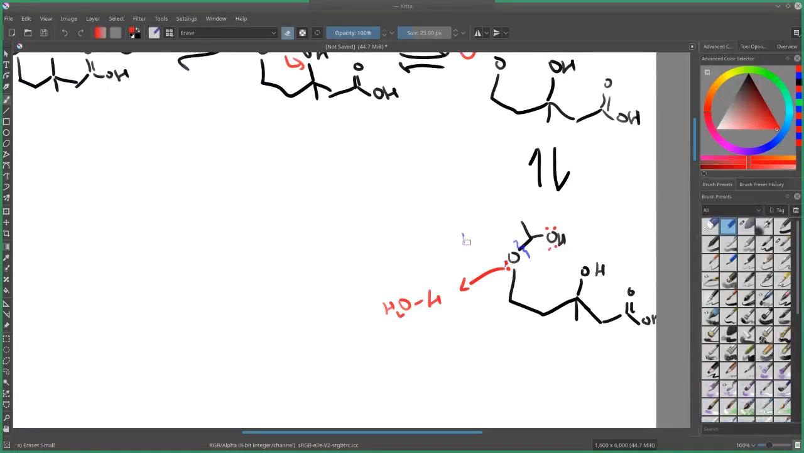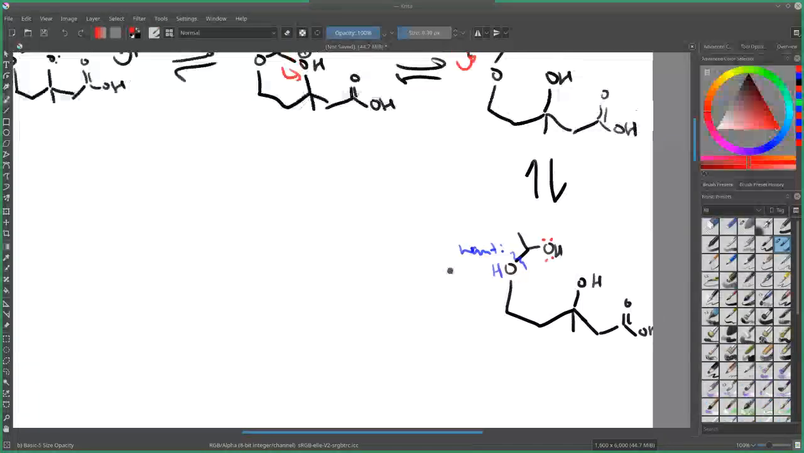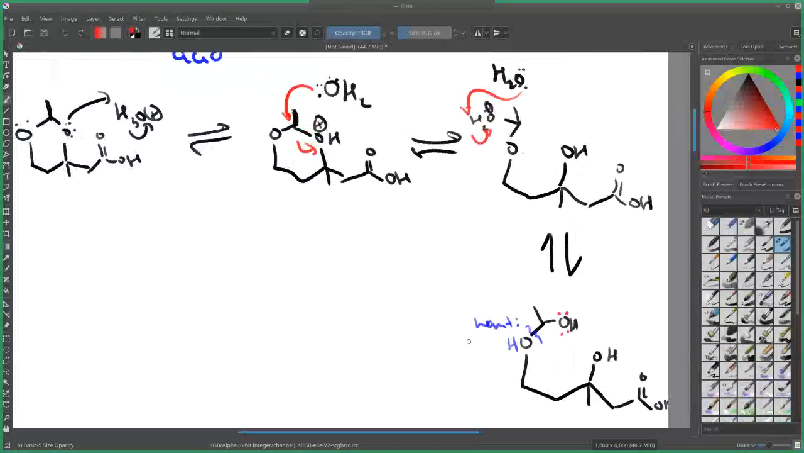Sorry, how do you know that group is what you want to cleave? Yeah. So we want to get this alcohol here, and this is just like following the steps of getting rid of an acetal. Whenever we get rid of an acetal, we get back two alcohols and we get back a ketone as well, or an aldehyde or something.